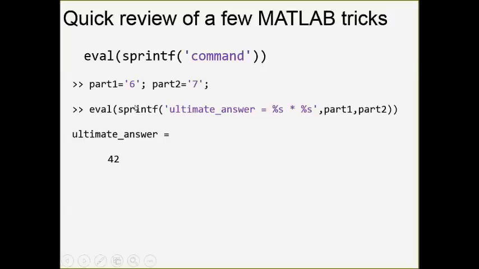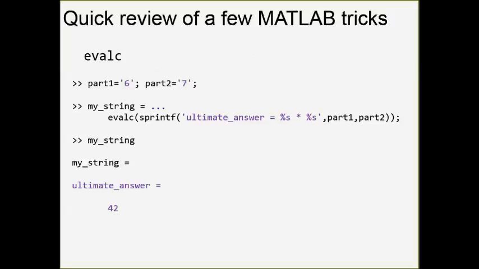So the eval command is often used in combination with sprintf to make things a little bit easier to read. This is the same example, but now I'm saying eval sprintf, ultimate answer equals two escape sequences multiplied together, the 6 and the 7. And so when I evaluate that entire string, which is built using sprintf, it's going to end up being ultimate answer equals 42. If only we knew what the question was.